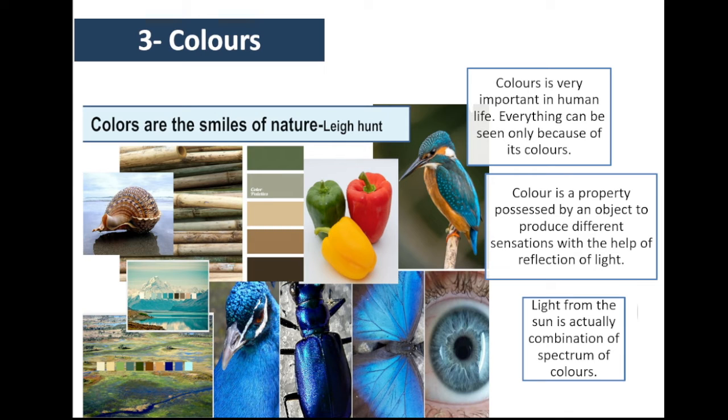I'm sure you have done this definition in previous classes. Light from the sun is actually a combination of a spectrum of colors. So light has an important role in defining a color.